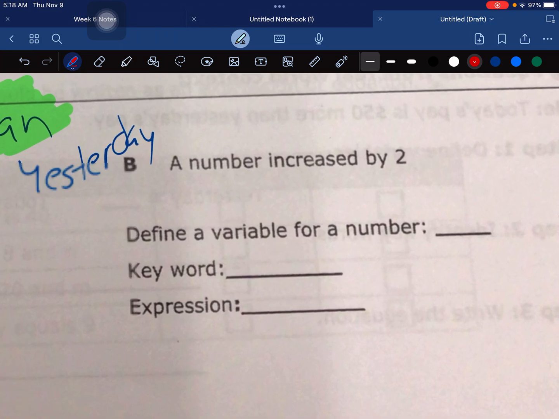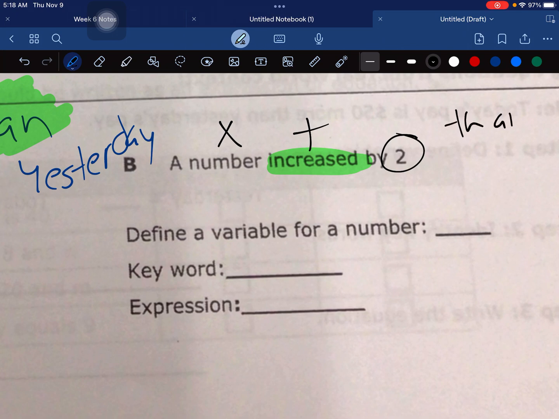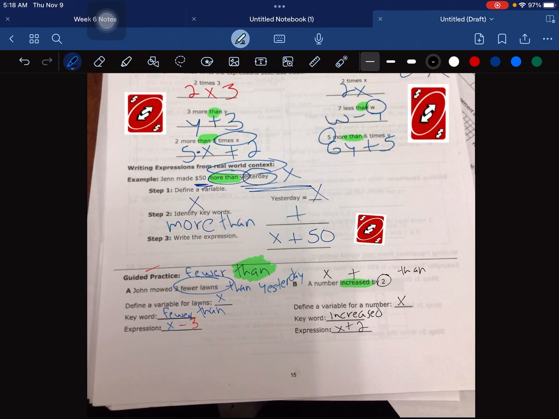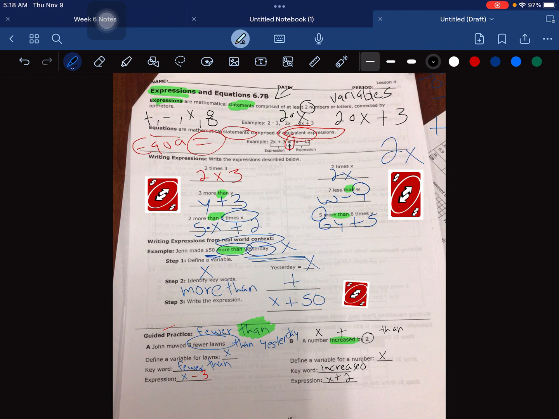B. Define a variable for a number. Now, a number increased by 2. A number, what letter can we write? The most common one, X. Increased, what do you think increase is going to be? Adding, and by 2. Now, I don't have the word than, so I can just literally write it in the order they gave me. X, increase, that's the key word. And X plus 2 is the expression. Papita, chicos. Papita.